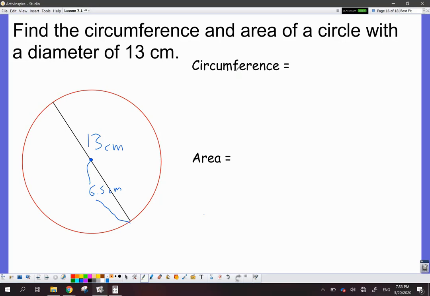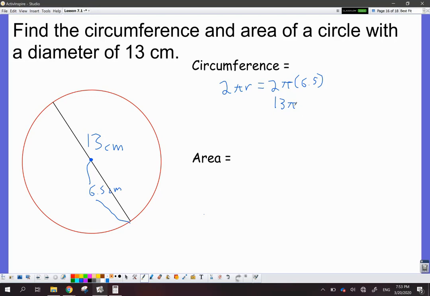So I'm going to use my formula for circumference, 2 times pi times r, but r is 6.5. So 2 times pi times 6.5. Now, in the interest of keeping this in exact form, I'm just going to multiply the numbers that I have. 2 times 6.5, we know that's 13. So I get 13 times pi. Now, I'm leaving it like this just to keep it in exact form.